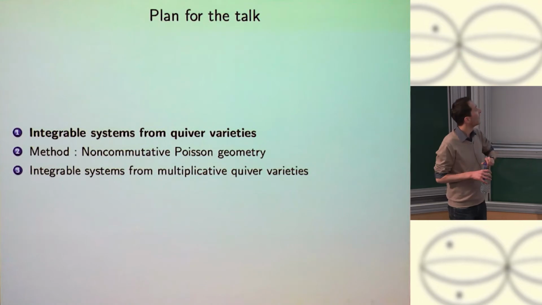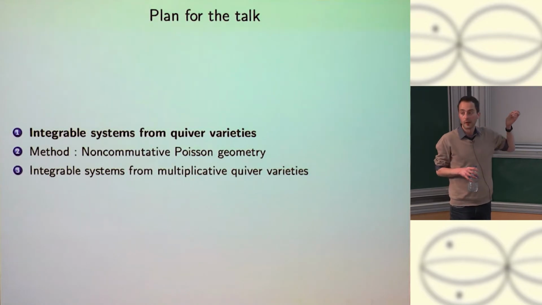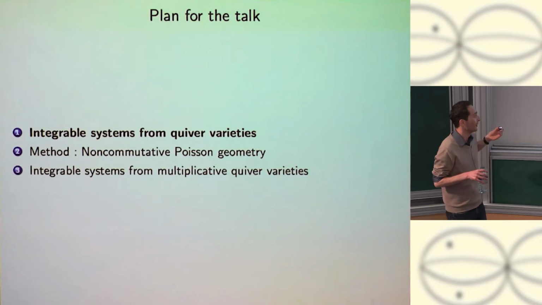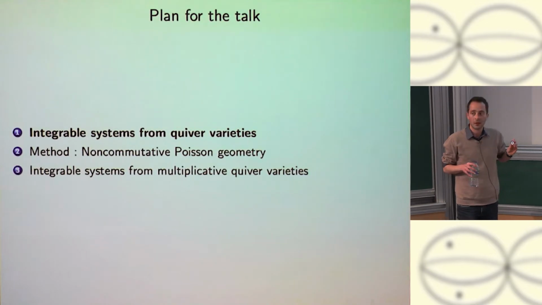Yes. And so in the last part of the talk, I will just look at a multiplicative version of that using multiplicative quiver varieties. So the story is sort of the same, but these are just different varieties. So before I start with the main point, is there any question?